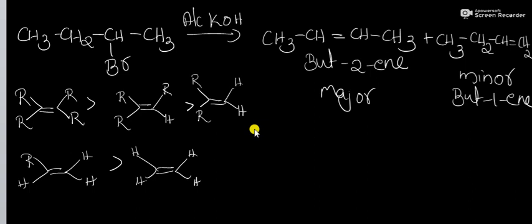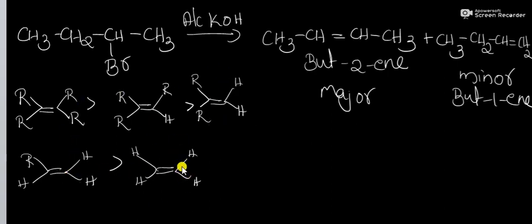Then what will be the order of reactivity of alkenes in the case of E2 elimination reaction? The more substituted alkene will be the major product. So which is more stable than this type of alkene, which is more stable than this type of alkene, and so on.